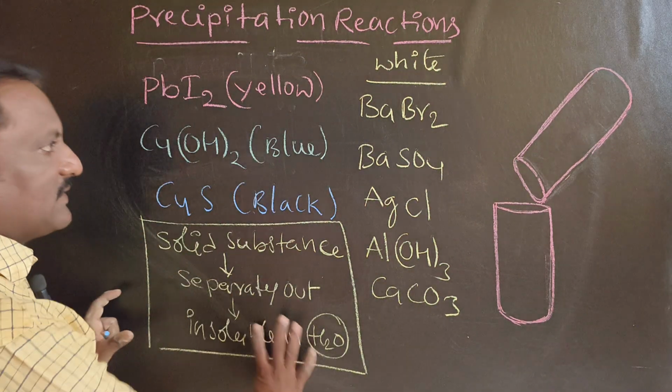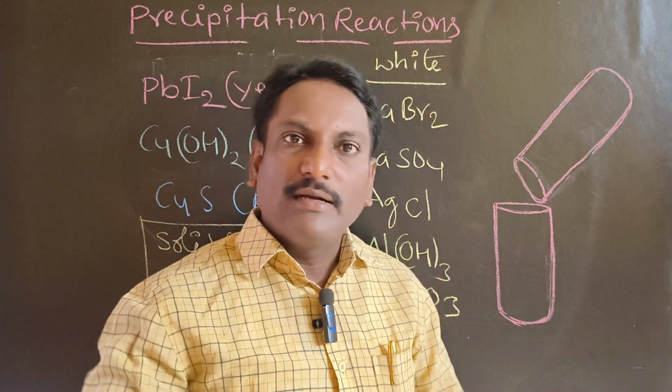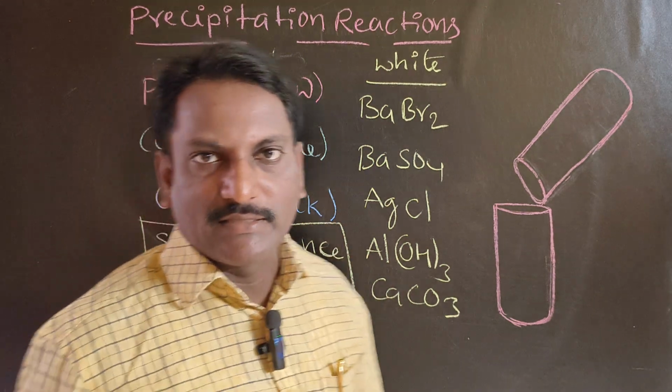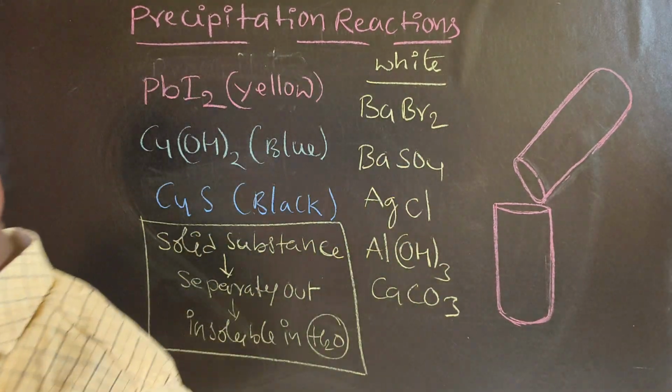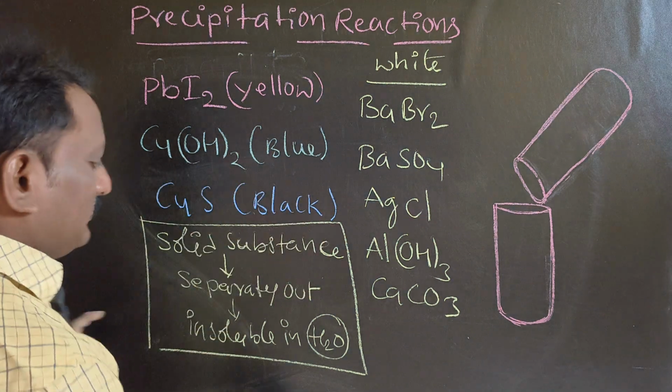Now let us discuss one by one. How will you get these precipitates? What are the reactants required to get these precipitates? Get ready. Please make a note of all this.